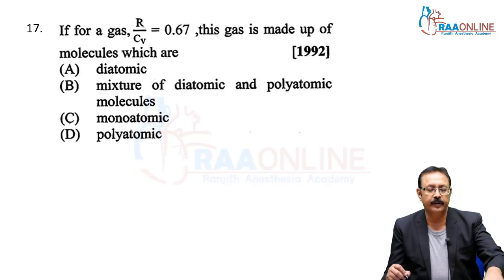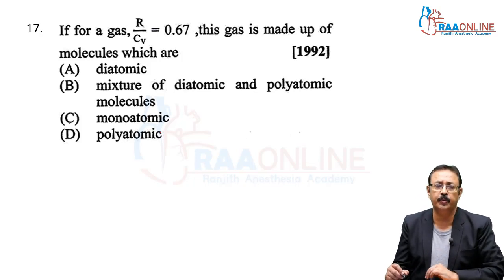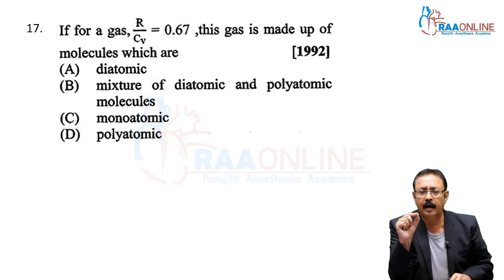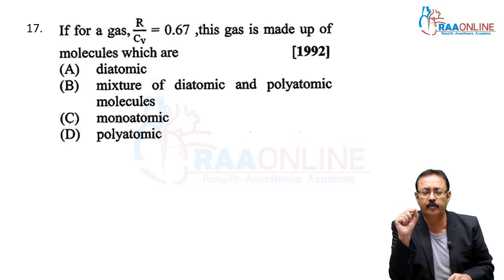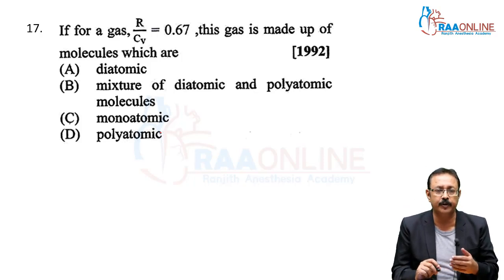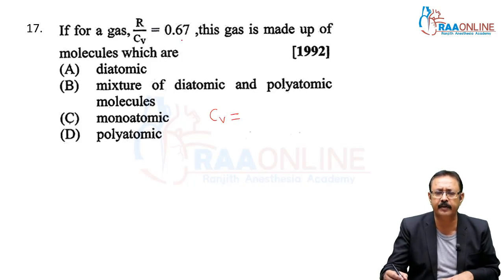Next problem, which is from 1992 AIPMT. If for a gas R upon Cv is equal to 0.67, this gas is made up of molecules which are, so we know three types of gases, we will try to find from them, otherwise we will go for a mixture of gases. So they are saying R upon Cv is 0.67, which means 2 by 3.